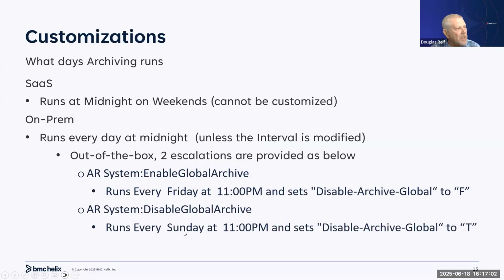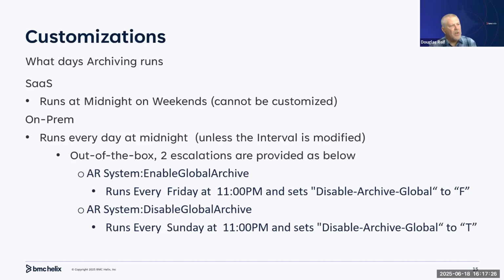What days does archiving run on? So like I said, SaaS runs at midnight on the weekends. And in general, that can't be customized. On-prem, the archiving runs every day at midnight, or every morning at midnight, unless you have changed that interval. If you change it to 36 hours, then it'll run some nights at midnight and some days at noon. So it depends on how you have that set.